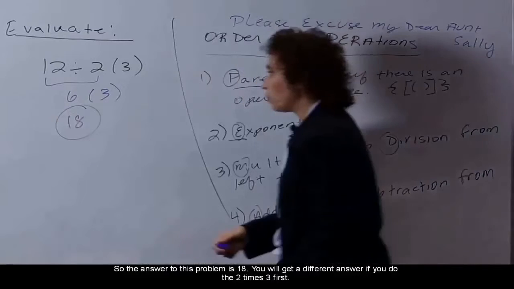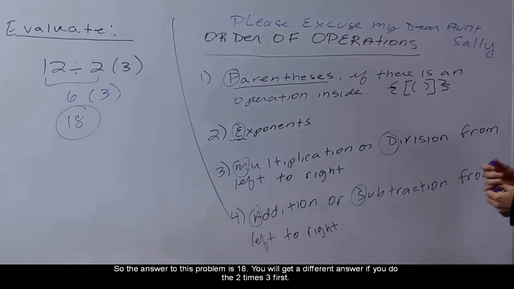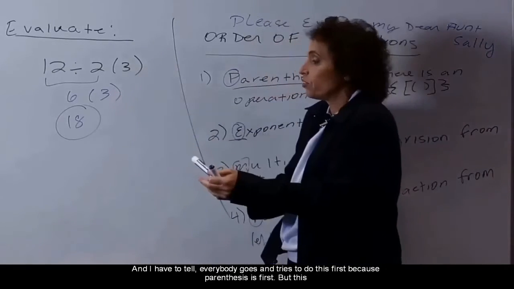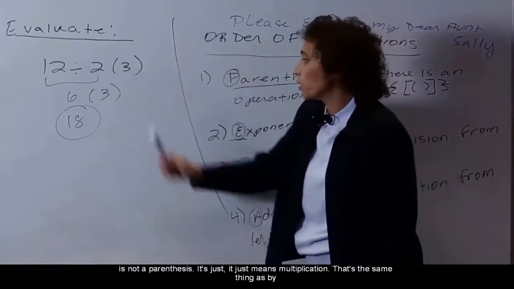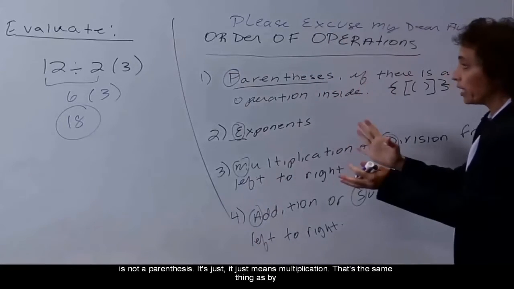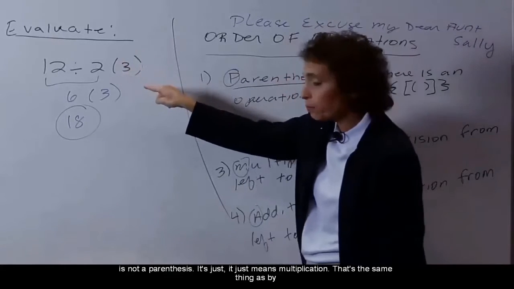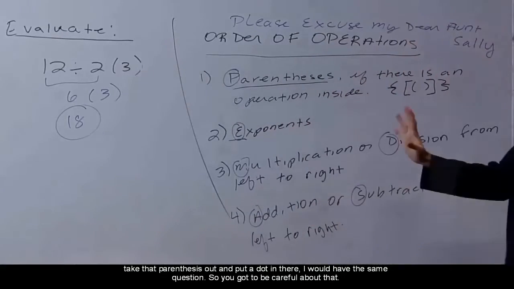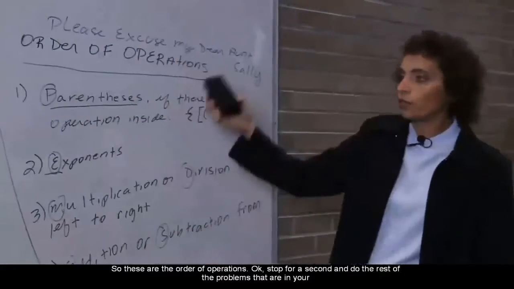So the answer to this problem is 18. You will get a different answer if you do the 2 times 3 first. And I have to tell you, everybody goes and tries to do this first because they know parentheses is first. But this is not a parentheses. It just means multiplication. That's the same thing as if I take that parentheses out and put a dot in there. I would have the same question. So you got to be careful about that. So these are the order of operations.